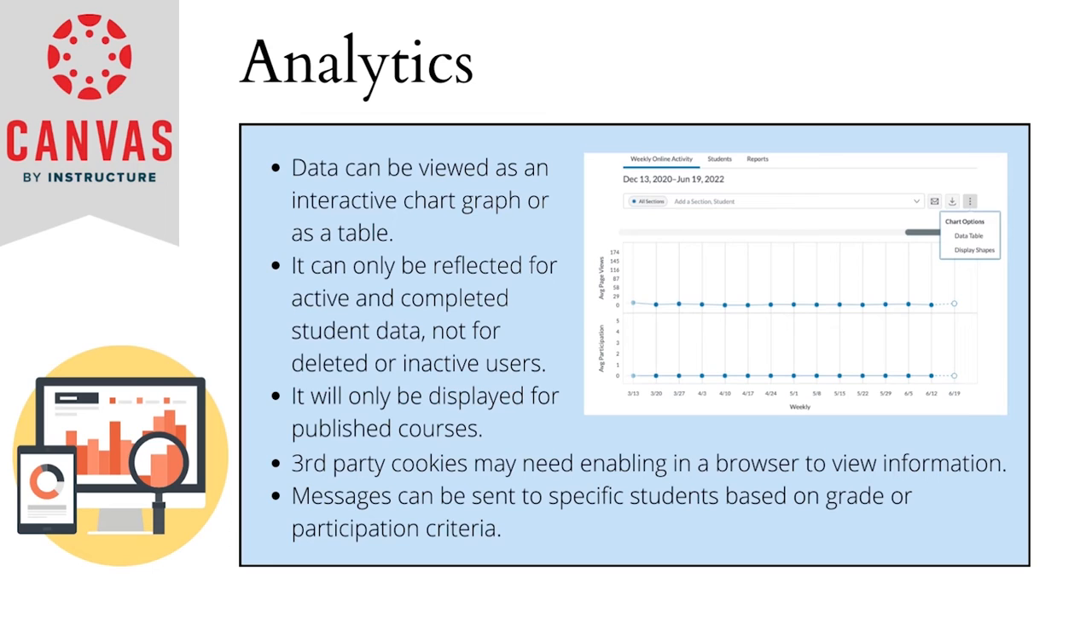One of the features of the new analytics is that data can be viewed as an interactive chart, graph, or as a table. The data reflected will be for completed student or active student data, not for deleted or inactive users. It will only display information for courses that are published. To view the information, third-party cookies may need to be enabled in the browser of choice. Messages can also be sent to specific students based on grade or participation criteria.